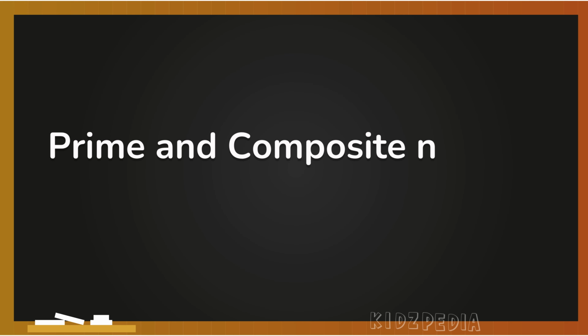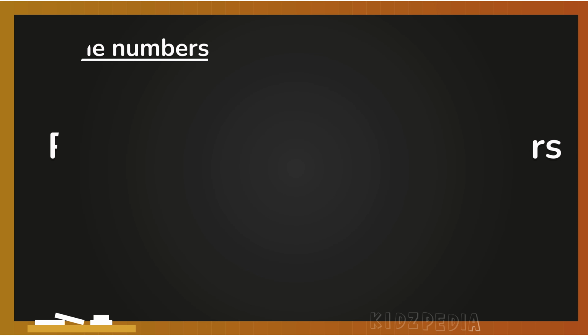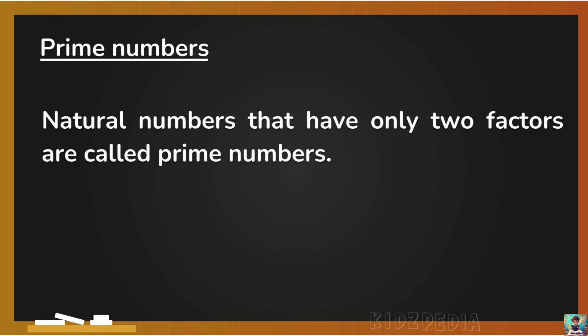Prime and composite numbers. Natural numbers that have only two factors are called prime numbers.